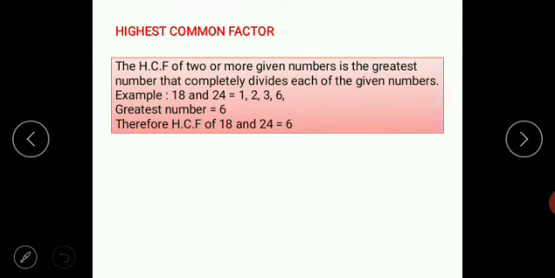Now next we'll go for the highest common factor, that is HCF. The HCF of two or more given numbers is the greatest number that completely divides each of the given numbers. Example: 18 and 24. Which numbers divide 18 and 24 completely? 1, 2, 3 and 6. In this, which is the greatest number? 6. So the HCF of 18 and 24 is 6.